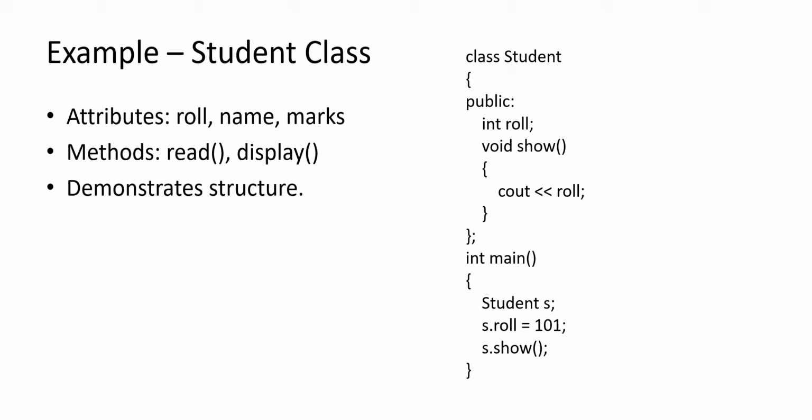This is a very simple example, but it clearly shows how class and object work. The class defines the structure and the object is used to store the data and call methods. One important thing you should observe is, since roll is public, we can directly modify it from main. But in a real application, direct modification is not recommended because it reduces security. That is why later we use private and protected data members and provide setter and getter methods.